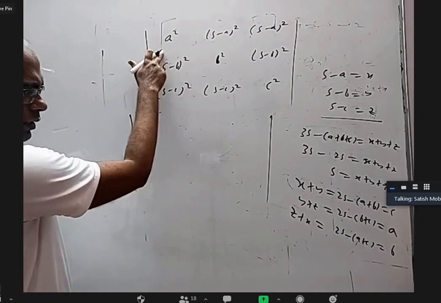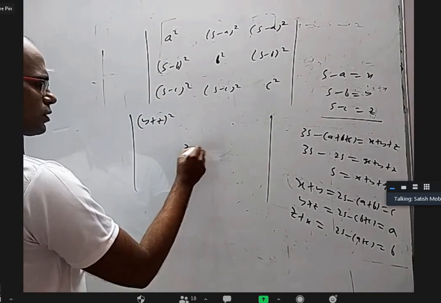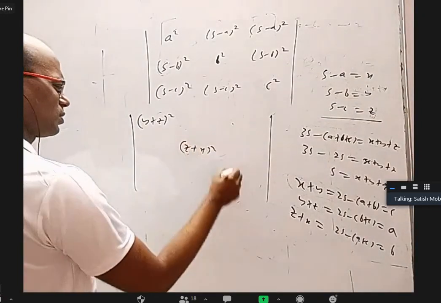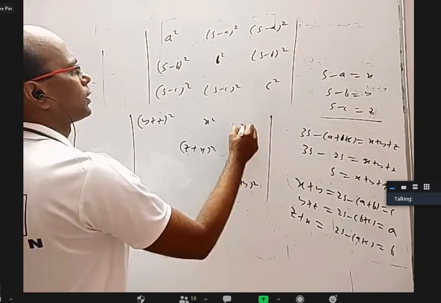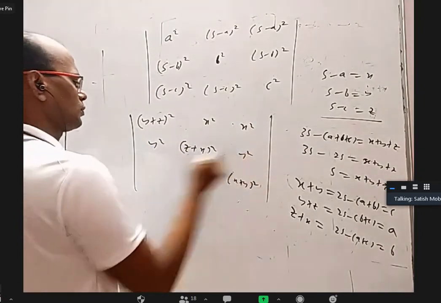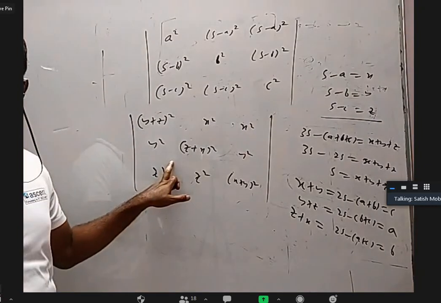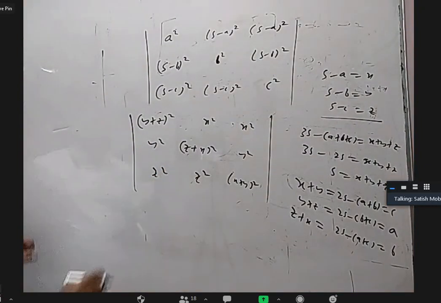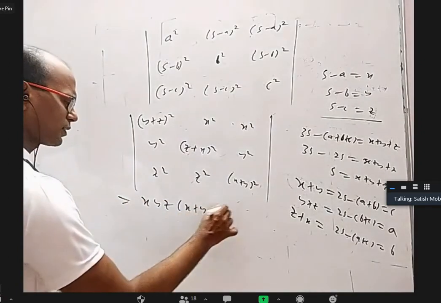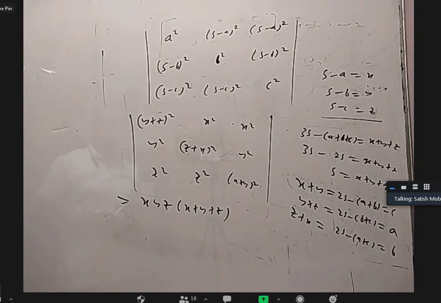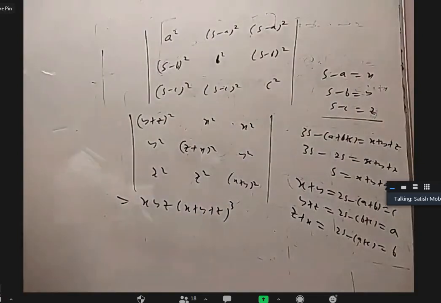This A square I can write as Y plus Z whole square. This is Z plus X whole square. This is X plus Y whole square. And S minus A is X square, Y square, Y square, Z square, Z square. If you remember, in the mains material, this question is there. We got this answer as X into Y into Z into X plus Y plus Z whole cube. Something like this we got.